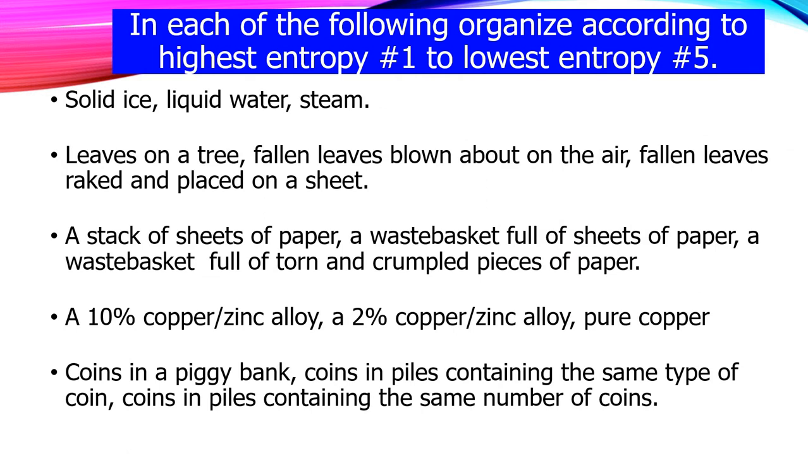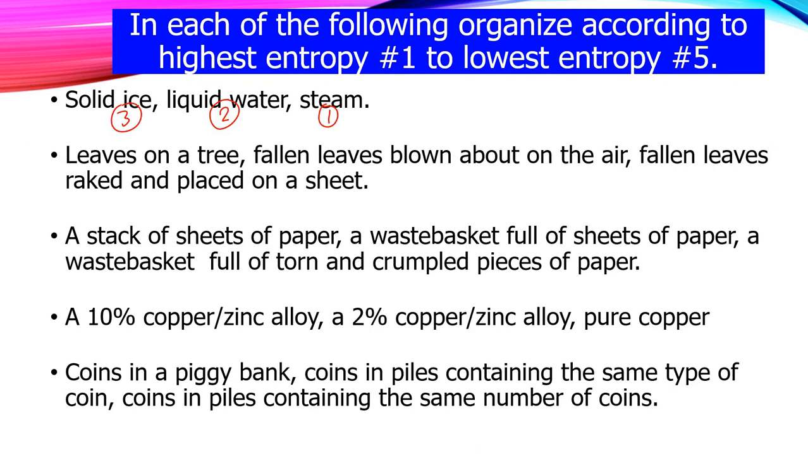Here we go, some more. Organize each of the following according to the highest entropy to lowest entropy, so most disorder to least disorder. Solid ice, liquid water, and steam. What's the highest entropy, the highest amount of disorder? Steam. So steam would be number 1. What would be number 2? Liquid water, and then solid ice.